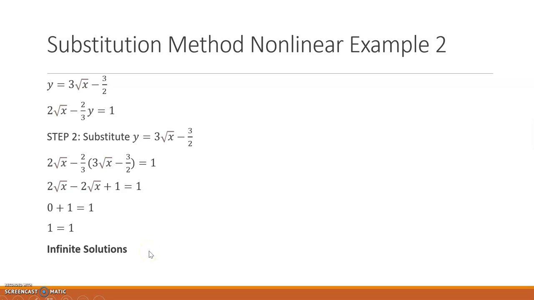Note that since we did not find a variable equal to a number, we don't need to do that step 3. We just have our final answer of infinite solutions. Thus, we have looked at solving with the substitution method when we have linear or nonlinear and rational or non-rational coefficients. Thank you very much.